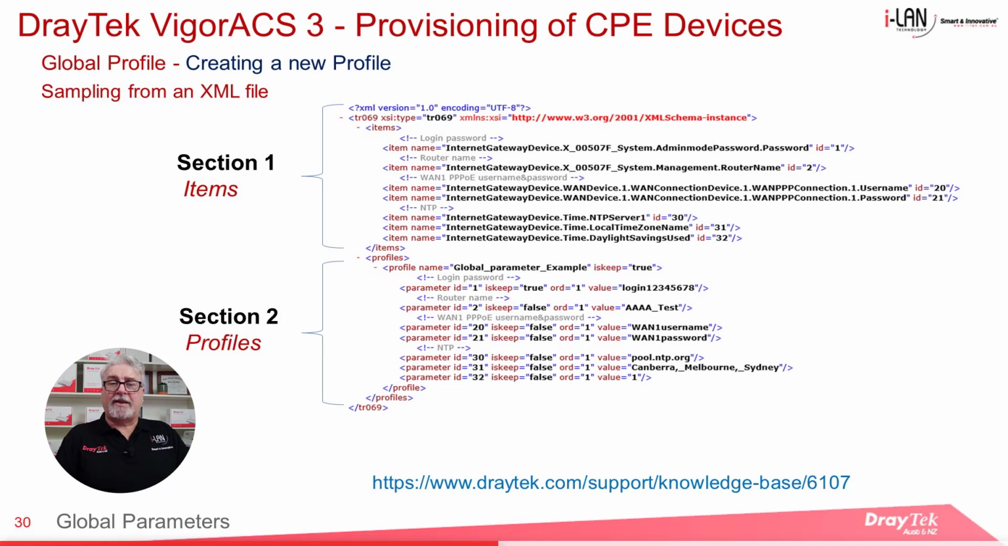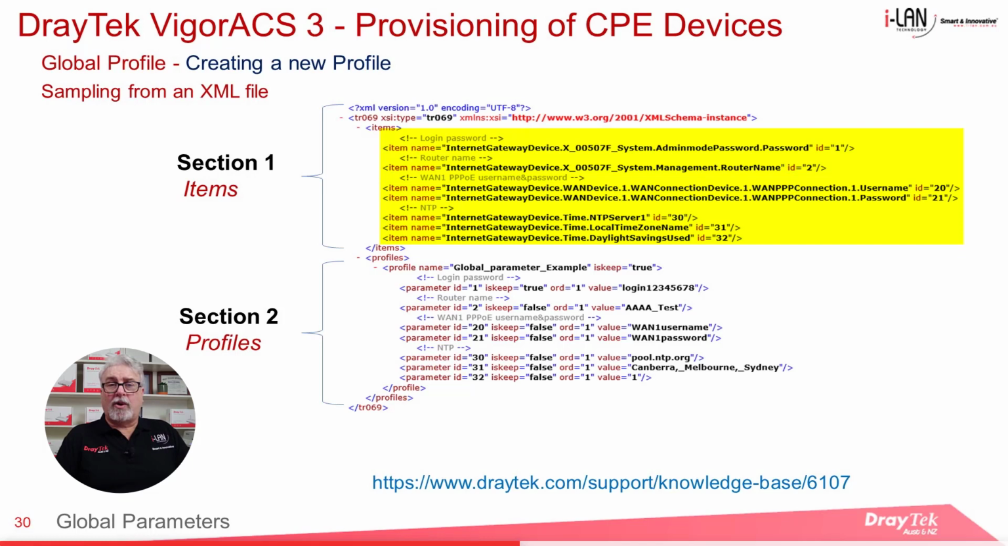The first section is named Items. This is where you list the TR-069 parameters you're going to use and give them an ID number. The second section, named Profiles, is where you assign values to the TR-069 parameters identified by the parameter ID. At the top of section 2, there's a variable called isKeep, which can be either true or false. This is the equivalent to the Always Keep option we looked at earlier. In the example here, we're configuring the router admin password, WAN connection settings, and the NTP settings.